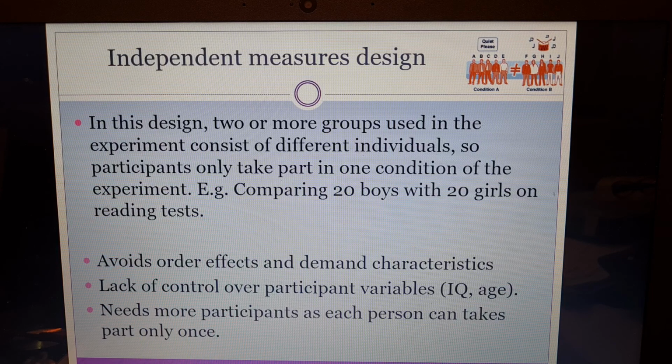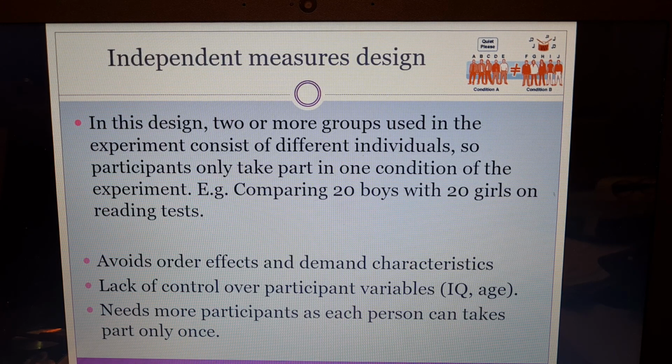And independent measures then. So in an independent measures design, two or more groups of participants are used in the experiment, and they consist of different individuals. So participants basically take part in only one condition of the experiment. For example, if you're comparing 20 boys or 20 girls on reading tests, you'd have 20 boys in one group and 20 girls in another. So they only take part once, basically.